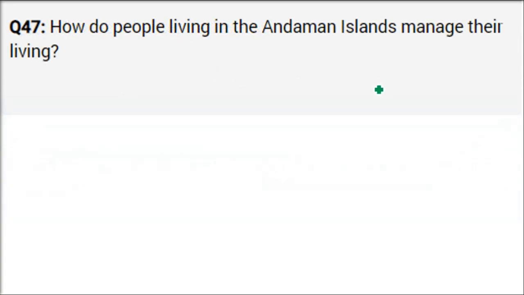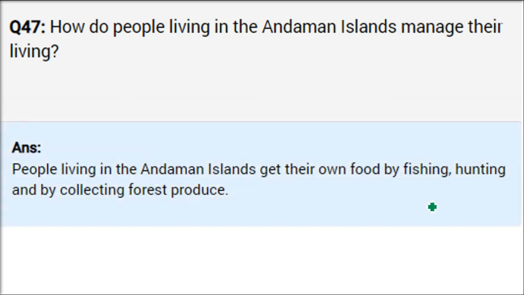How do people living in the Andaman Islands manage their living? We have seen this question. Let me tell you, when you go to Andaman, to Port Blair, you'll see that it's just like Kerala, just like Chennai, just like Calcutta. But the difference is there are more than 300 islands. There are communities like the Jarawa tribe. You go to Nicobar, they're a different tribe. They still do fishing, they still do hunting, and they collect forest produce. People have not even got there.